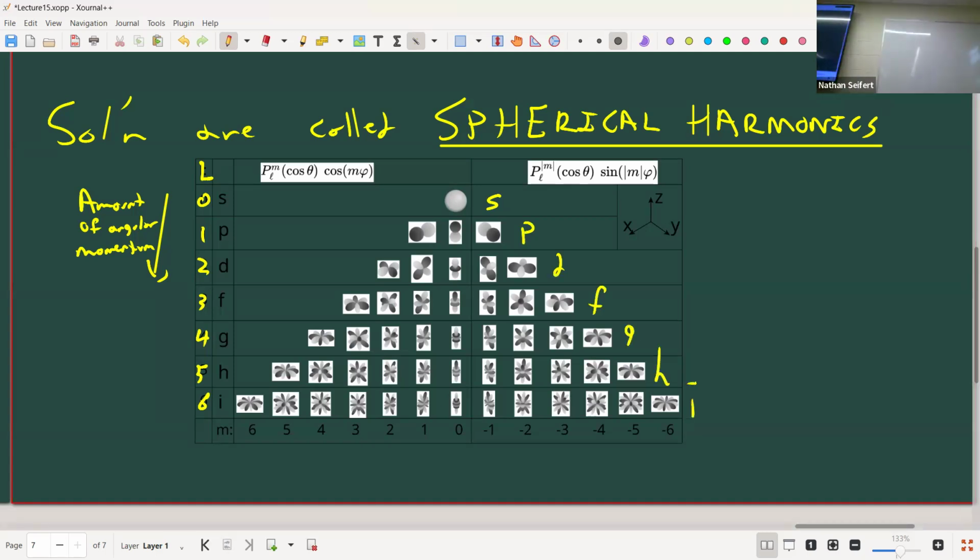Right? S, P, D, F, G, H, I, right? These are the orbitals. So the shape of the atomic orbitals comes from the stable orbits of the electron. And there is a stable solution with no angular momentum. L is 0. This does not have any net angular momentum. And we get an s orbital out, a spherically symmetric solution.